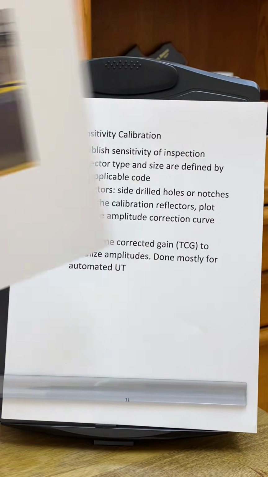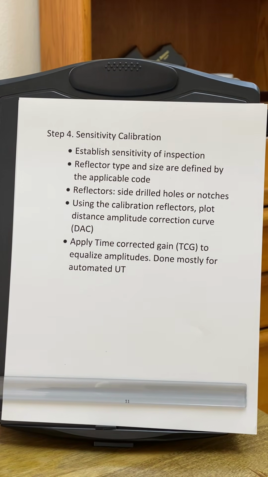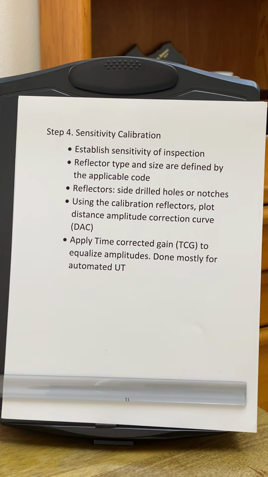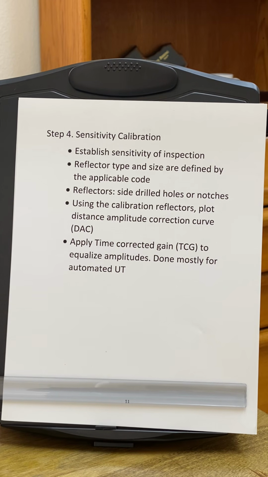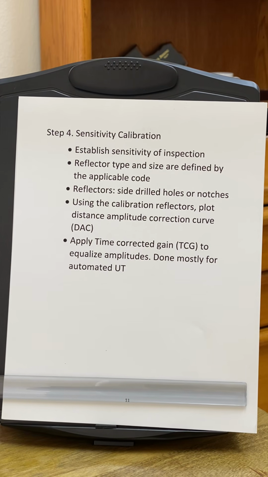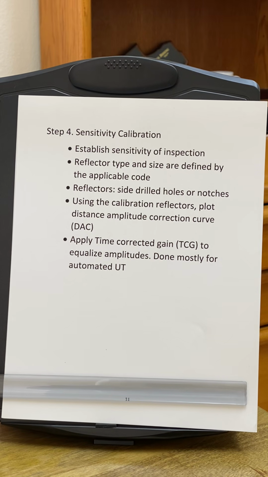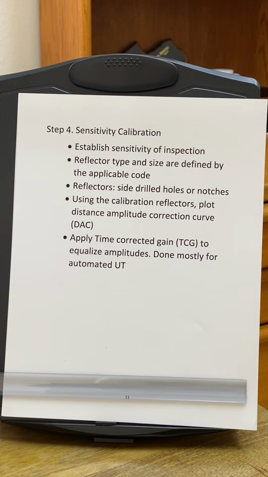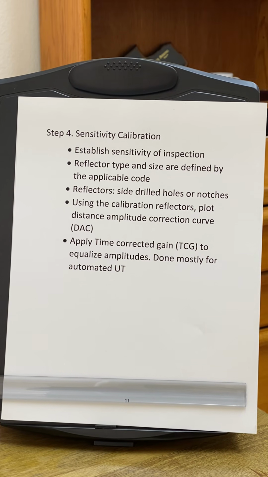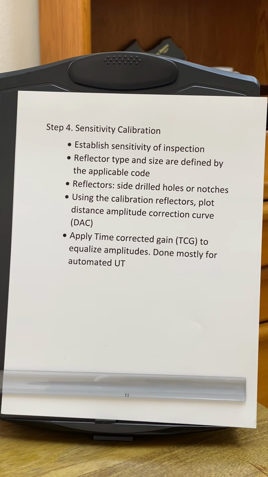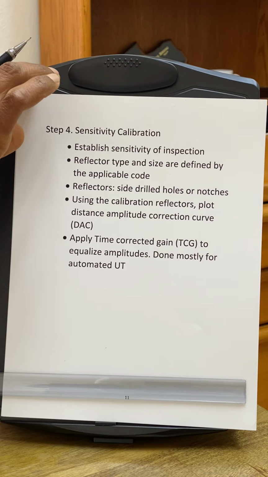Once the range calibration is done, the next step is to do the sensitivity calibration. This is a very important step. The sensitivity calibration depends on what code you're using. For piping, we generally use notches to set up the sensitivity, and these notches will be 10% of the thickness of the pipe. If we are doing pressure vessels, then we would be using side drilled holes to set up the sensitivity. So that's what we do.